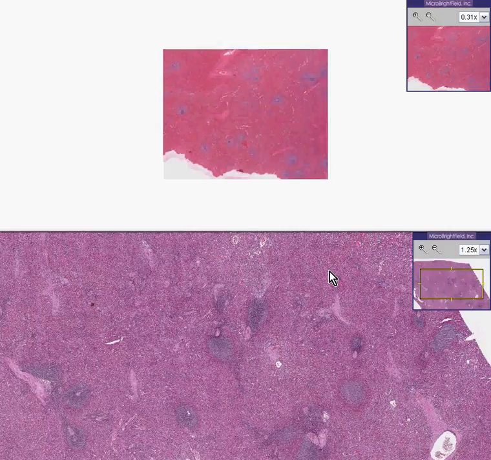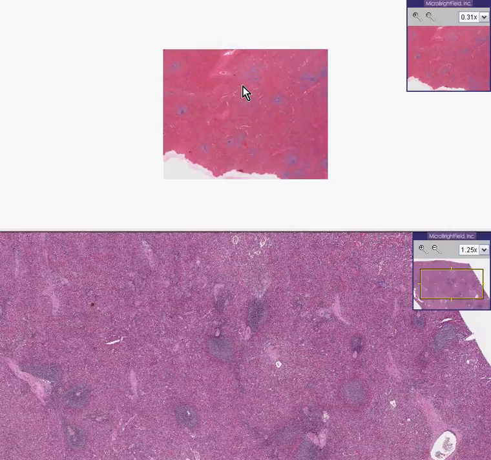And to make a long story short, if you wanted to give a good overall ratio in a normal spleen between red and white, you could say 50-50. Sometimes it's 30-70 or 70-30, but it's usually about 50-50. In this case, it's a little bit less.